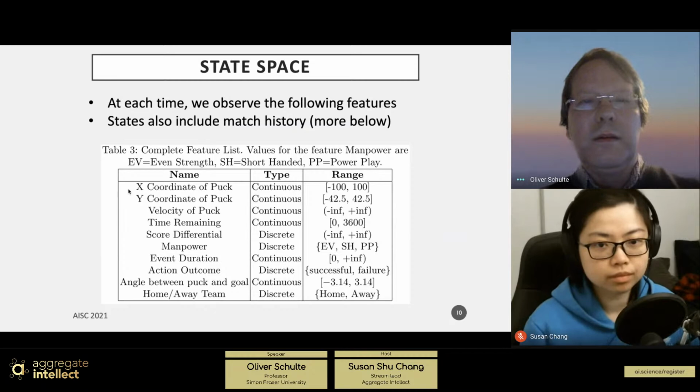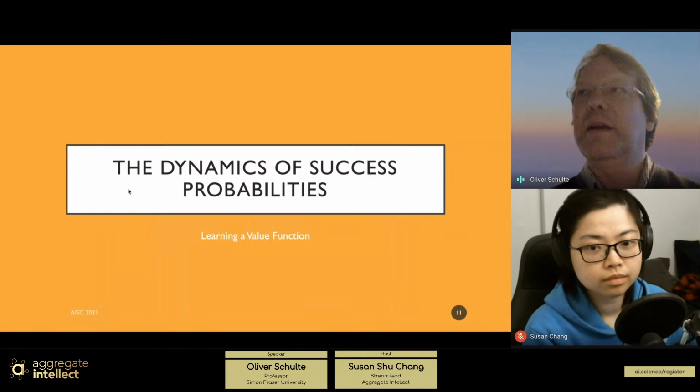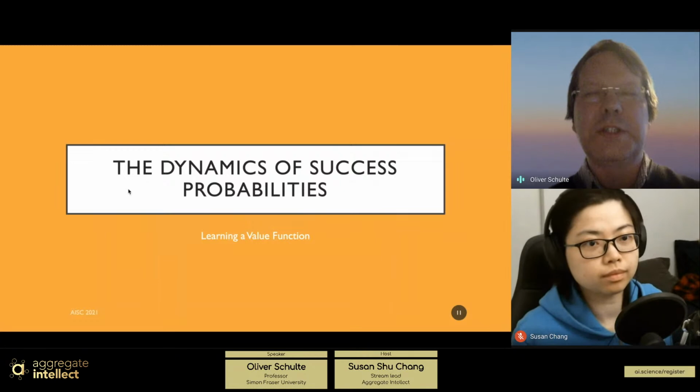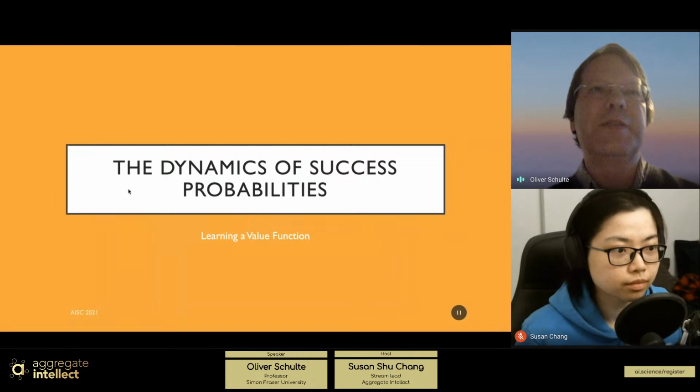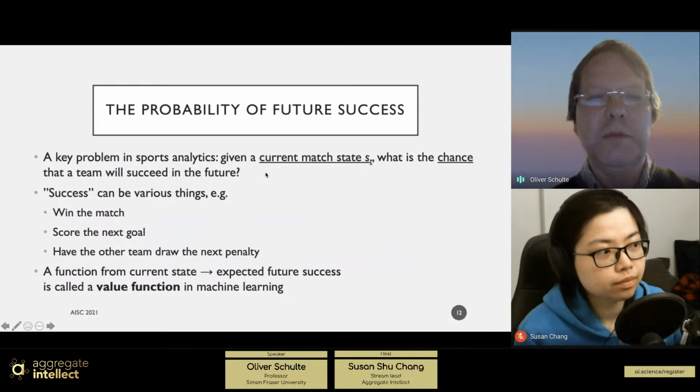Okay, so that's the Markov game model and the state space. And now I'm going to discuss questions of dynamics, the evolution of a match. Both state changes, and especially I'll be interested in how success probabilities change, for example, the chance of scoring. So this can be formulated as an estimation problem for sports analytics. Given a current match state, what is the chance that a team will succeed in the future? Now, success is deliberately vague, so that can be configured depending on the application and what you're interested in.